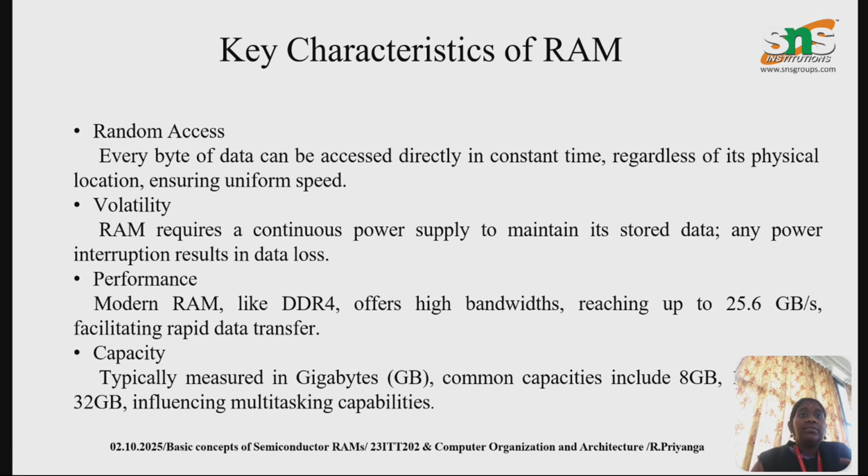Performance: modern RAM has very high transfer speed. For example, DDR4 can reach up to 25.6 GB per second, allowing rapid reading and writing of data. This results in faster loading, smoother multitasking, and better overall system performance. The capacity of RAM is measured in gigabytes. Common sizes include 8 GB, 16 GB, 32 GB. More RAM allows applications to run simultaneously without slowing down, giving better multitasking and smoother performance in heavy tasks, for example gaming, editing, etc. These are the key characteristics of RAM.